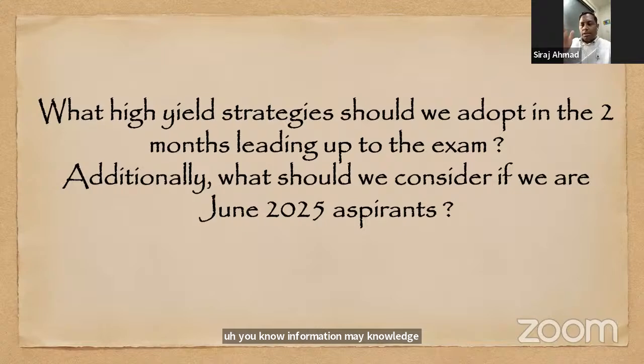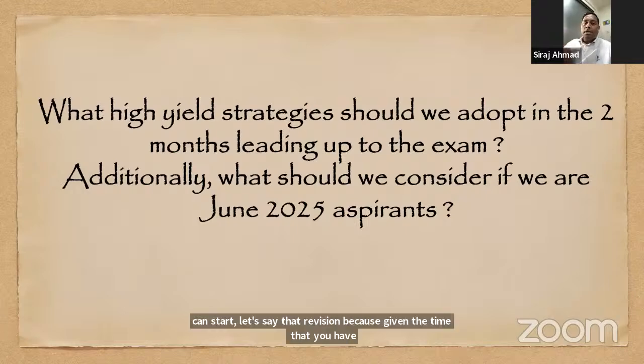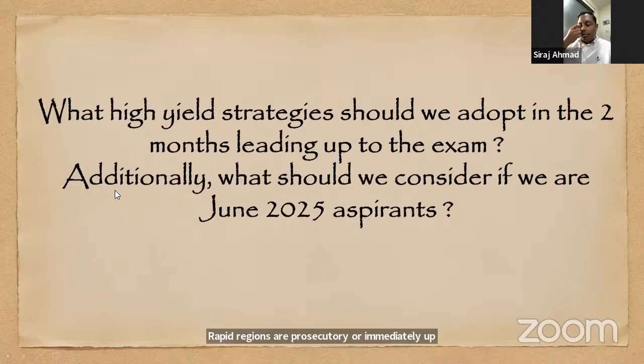तो सबसे पहली बात, थियरी स्टार्ट करिए. थियरी में आप स्टार्ट कर सकते हैं, let's say, रैपिड रिवीजन, because given the time that you have, रैपिड रिवीजन के साथ प्रोसीड करिए और इमीडिएटली आप प्रीवियस ईयर क्वेश्चन करना शुरू करिए जो भी बुक में दिए गए हैं.